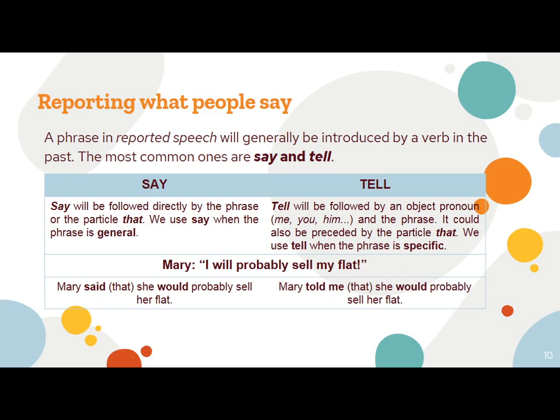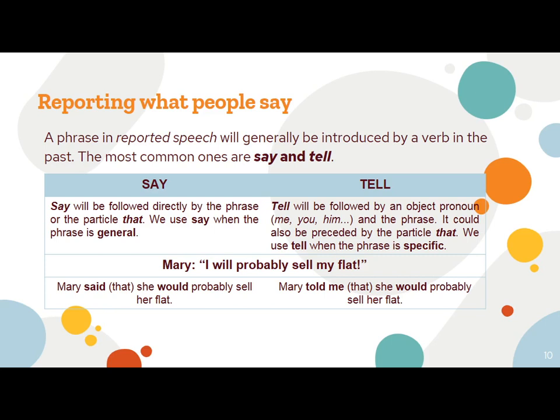We use say when the phrase is general. And in the case of tell, it will be followed by an object pronoun. That might be me, you, him, and as well we can have a person that is receiving the action. We can have a noun like my mother, my sister, her father, and so on.